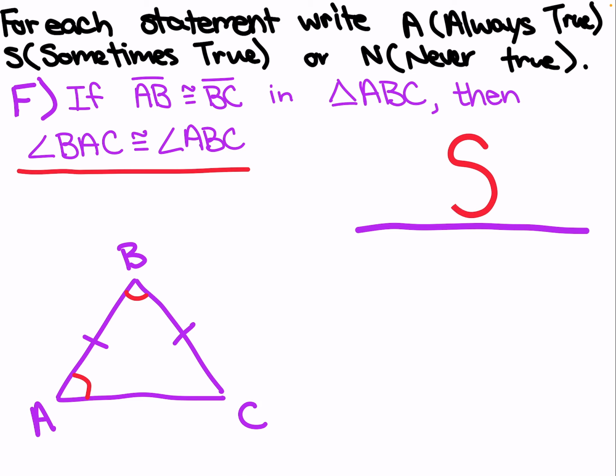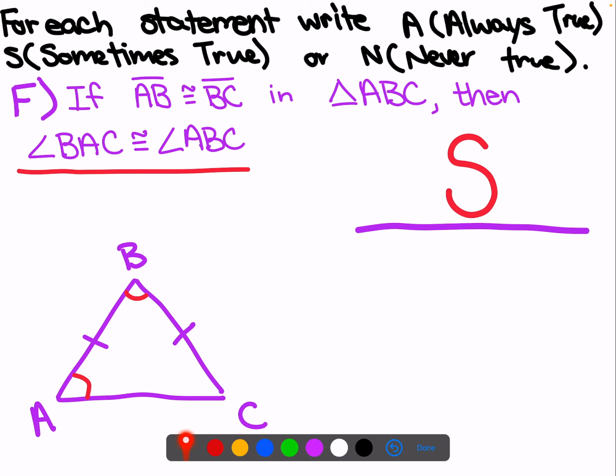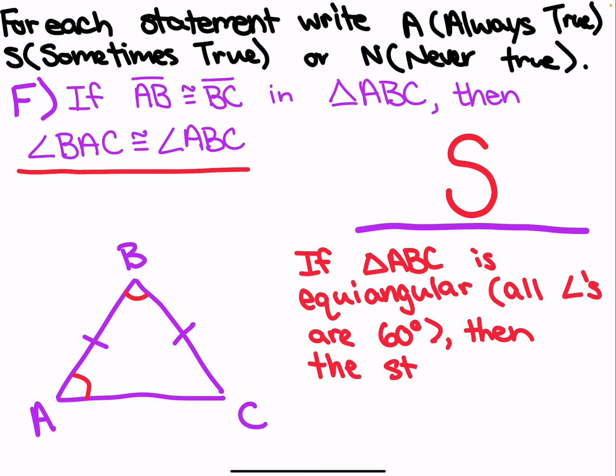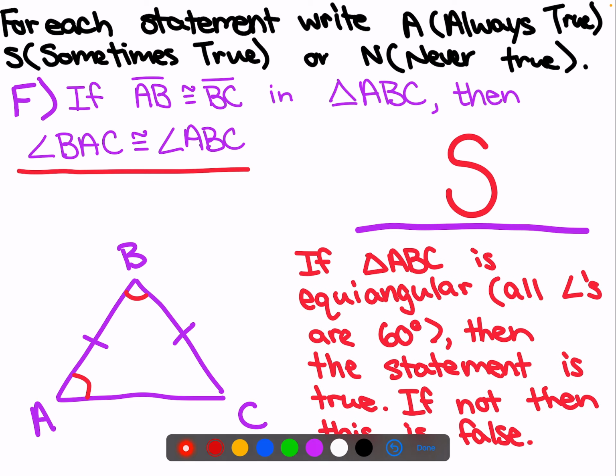And the reason that it's sometimes true is if this is an equilateral triangle, it will work. If it's any other triangle, it does not work at all. So what I'm saying is that this side length and this angle also need to be congruent in order for it to work. If that's not the case, it will never happen. So if triangle ABC is equiangular, meaning all angles are 60 degrees, then the statement is true. If not, the statement is false.